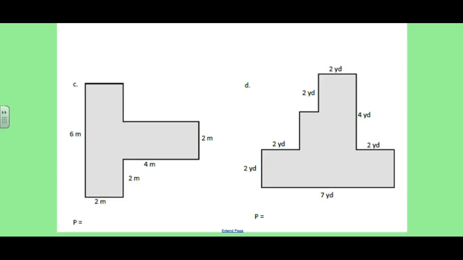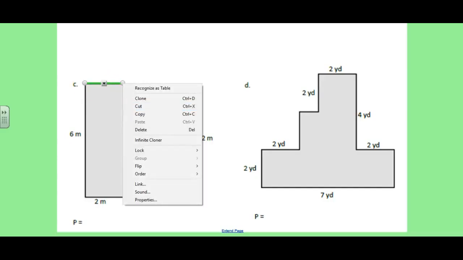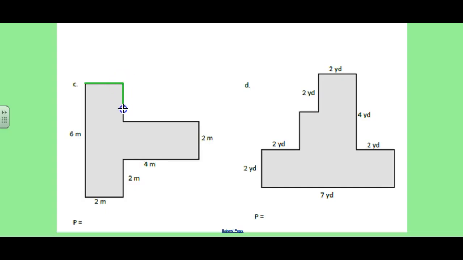Okay, now we're going to move on to C. And once again, I'm going to highlight the side lengths that we don't know. I can see right here that we don't know this side length. Okay, we don't know this side length. We don't know this side length. And from the looks of it, we know all of the other side lengths. And it looks like we got pretty lucky on this one because a lot of the other side lengths are going to help us come up with our missing side lengths.